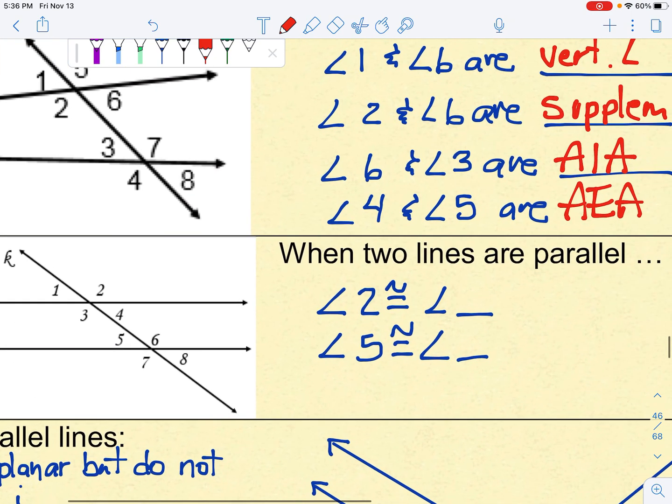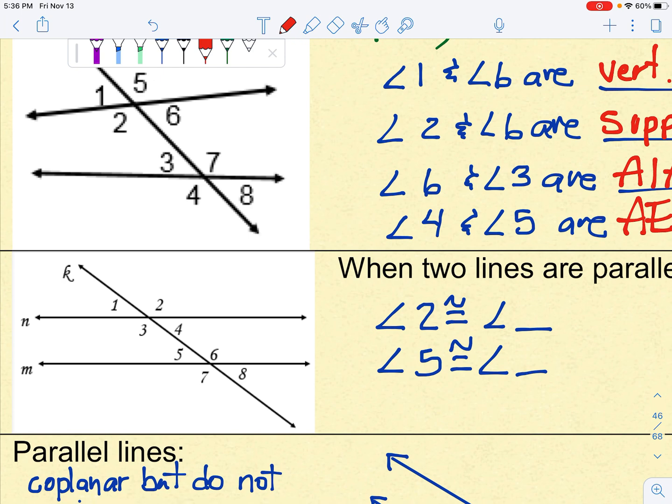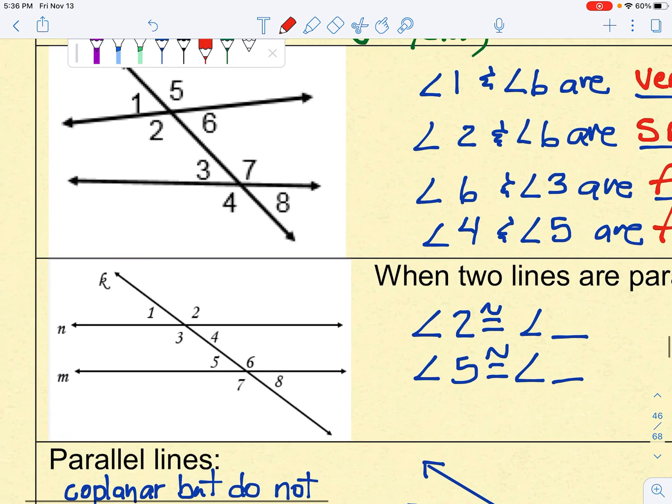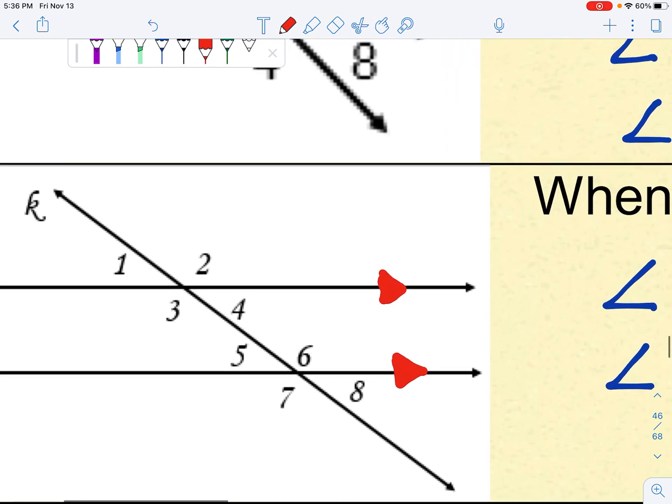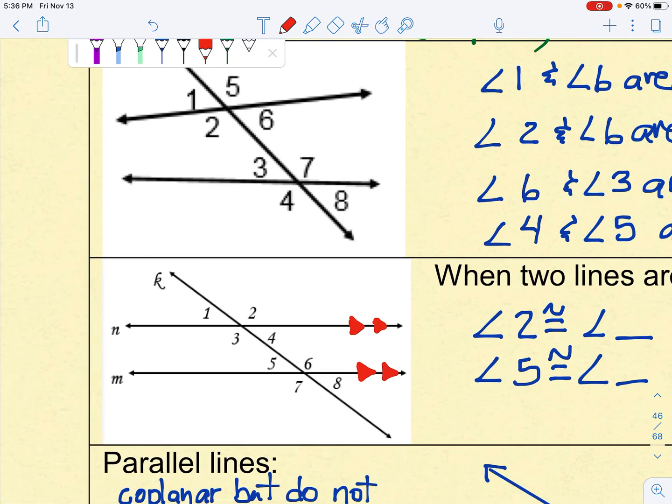All right. When two lines are parallel. Now notice these two lines, N and M, appear to be parallel. And they actually will tell you by drawing a little arrow. And they typically turn it into like a little triangle. And they face the same way. And sometimes they will have two sets of parallel lines, in which case one will have a double arrow. All right? Just means that they're headed the same direction.